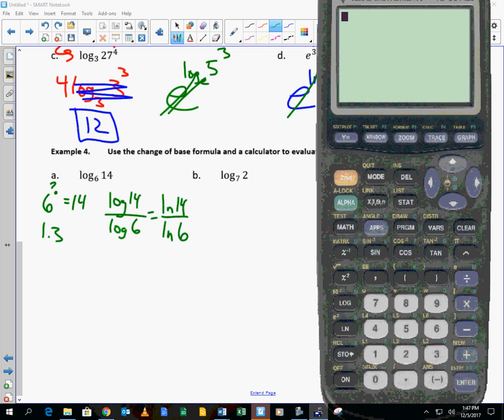I'll show you. Log of 14 divided by the log of 6. Either way, see, I got 1.47. In this one, I do natural log of 14 divided by the natural log of 6, and I get the same thing. You need to write it out to 4 or 6 decimal places.